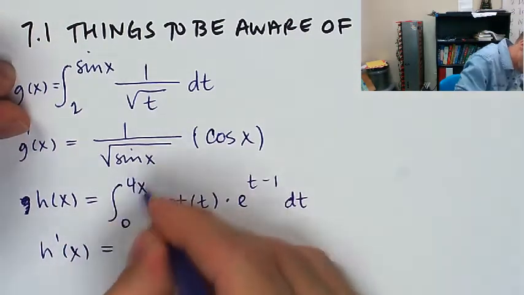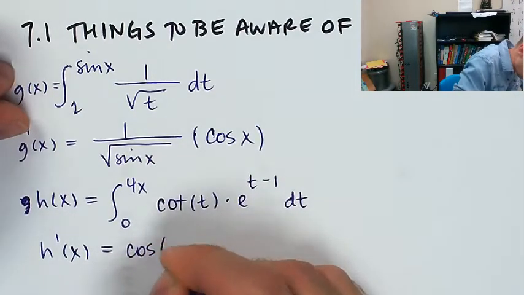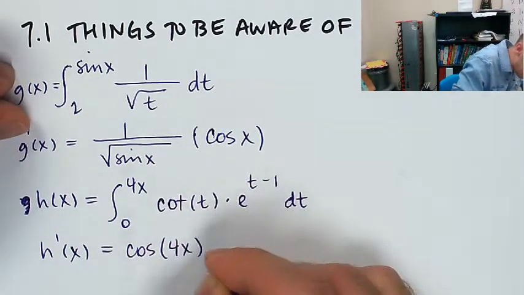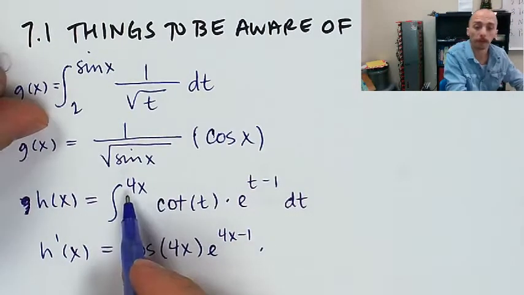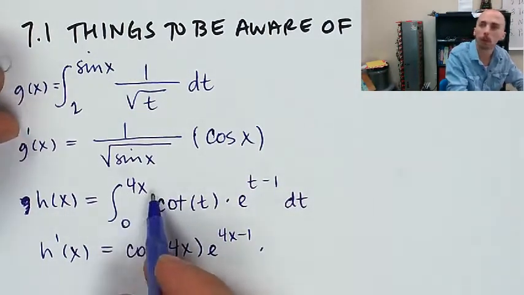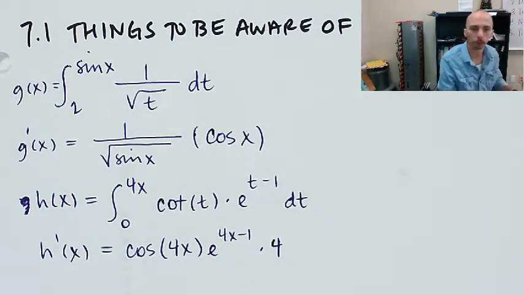So I'm going to take that 4x, and I'm going to throw it in wherever I see t in the integrand. And then I'm going to need to multiply by the derivative of 4x with respect to x for the chain rule, and that's just 4. And that's it. Okay, no product rule.